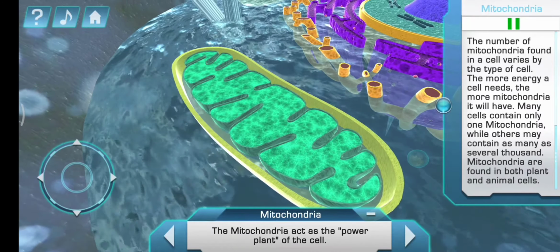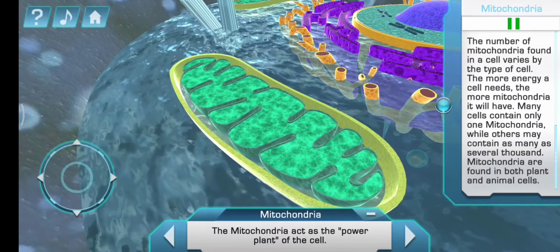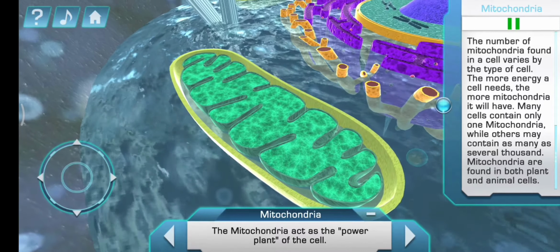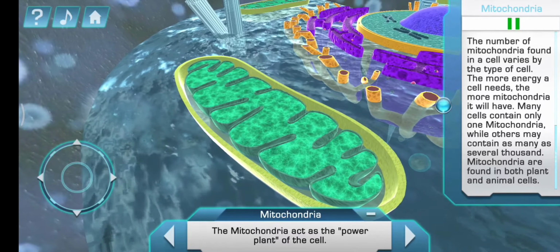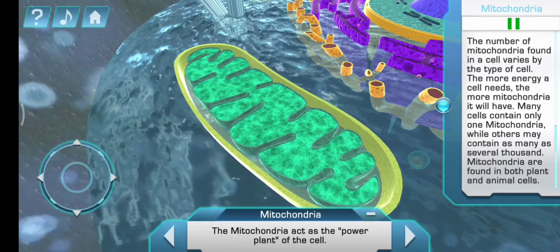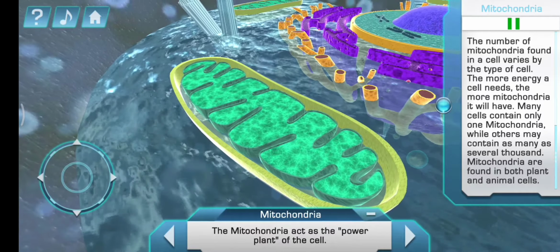cell division. The number of mitochondria found in a cell varies by the type of cell. The more energy a cell needs, the more mitochondria it will have. Many cells contain only one mitochondria, while others may contain as many as several thousand. Mitochondria are found in both plant and animal cells.